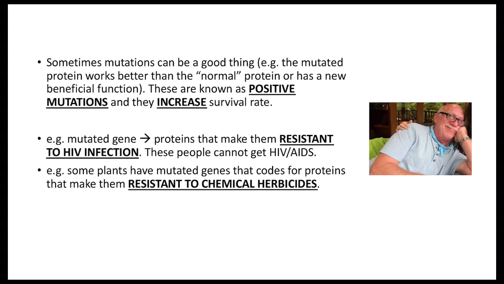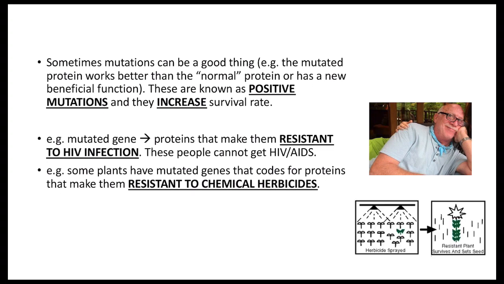Some plants have mutated genes that code for proteins that make them resistant to chemical herbicides. So in the bottom example here, obviously being resistant to herbicides is bad for, say, a weed that you're trying to kill. So from your perspective, it's bad, but for the plant, it's good because it's increasing their survival. So that one plant is resistant, it grows up, it produces seeds, which then eventually lead to a new population and potential evolution down the line.